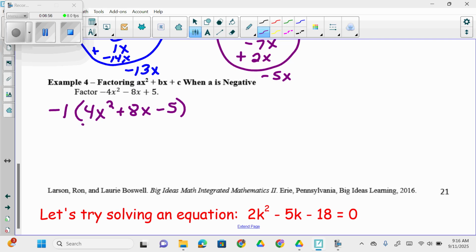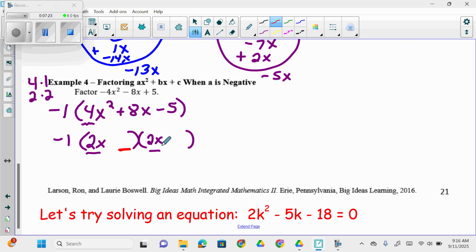Now my a value is positive, so I can factor. I want to continue to bring that negative 1 along, that greatest common factor. I don't want to just drop it off and lose it. So again, the first term times the first term has to be 4. It could be 4 times 1. It could be 2 times 2. I have to take a guess. I'm going to guess 2 times 2.